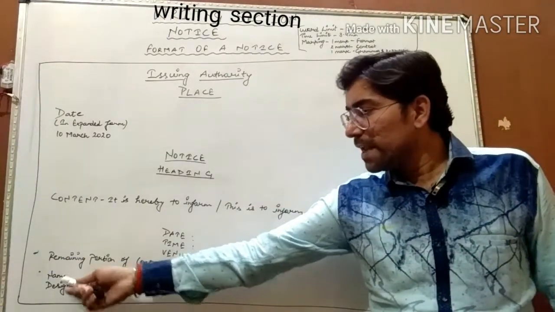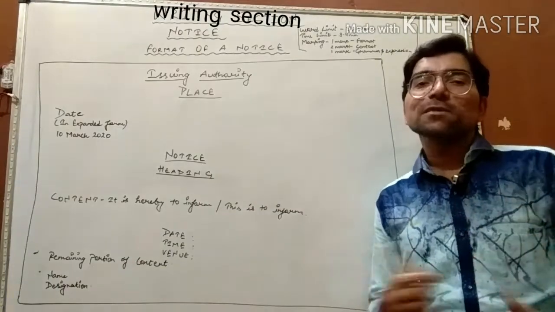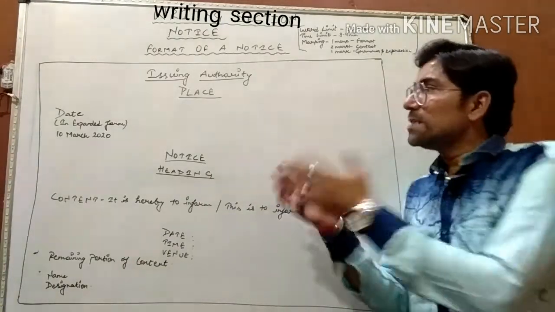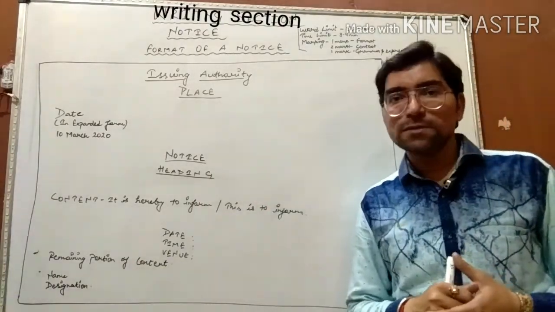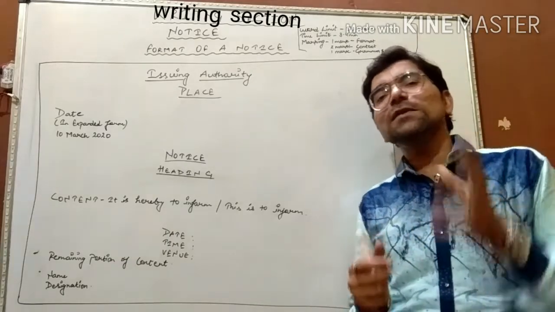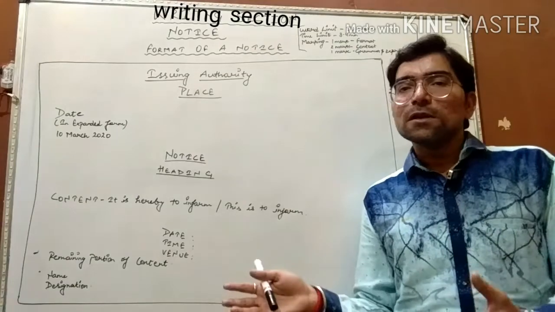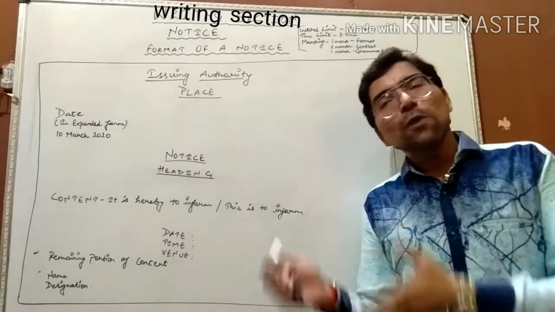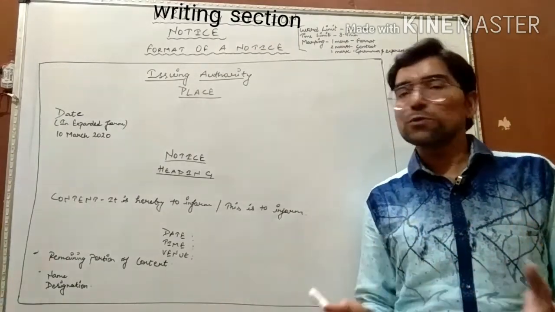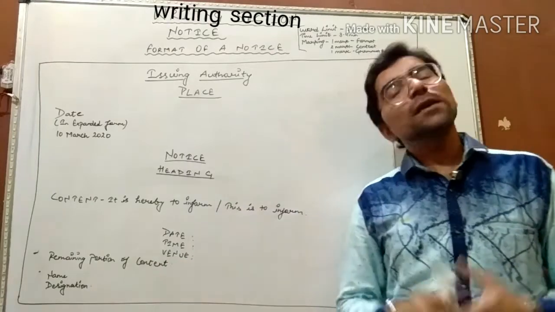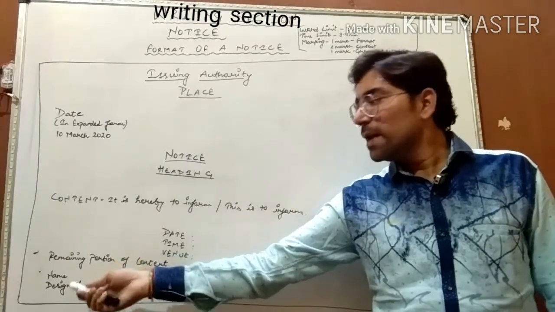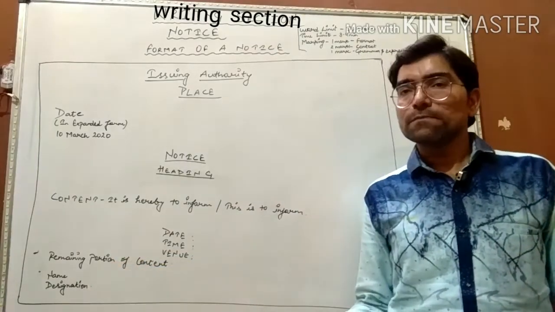Then after, name and designation. Designation means the post of the person who is drafting this particular notice, along with the name of that person. For example, if you are drafting a notice for a school notice board and you are the head boy or head girl of your school, then the designation should be head boy. Name of the head boy and then designation, head boy.